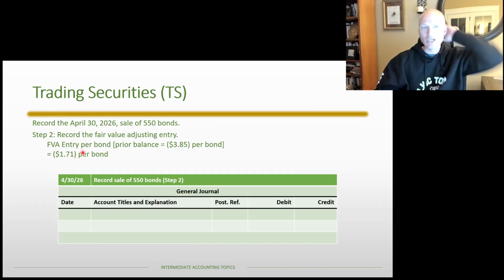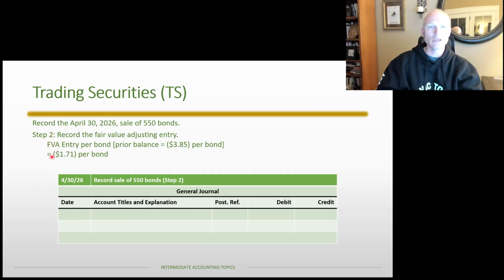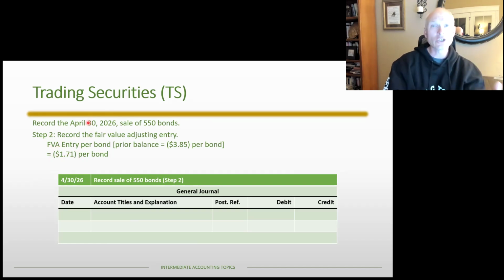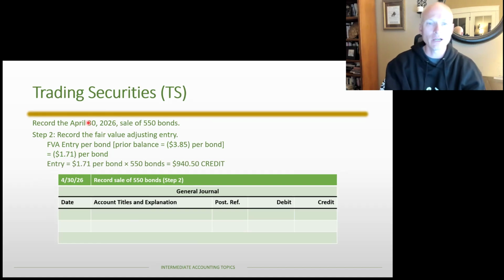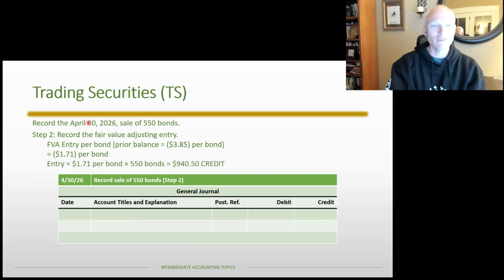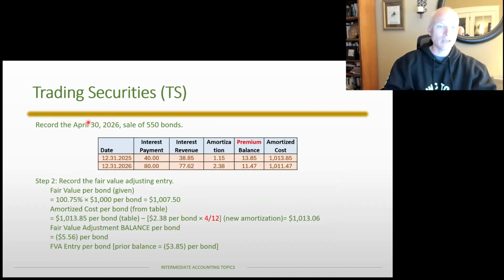So we know we need to decrease the fair value adjustment $1.71 for each bond. And to decrease this fair value adjustment account, we need to credit that account. So $1.71 per bond times 550 bonds is $940.50. So now we have an updated balance, and if we go back a slide, that updated balance now is for these 550 bonds.